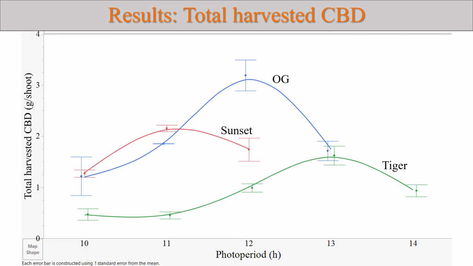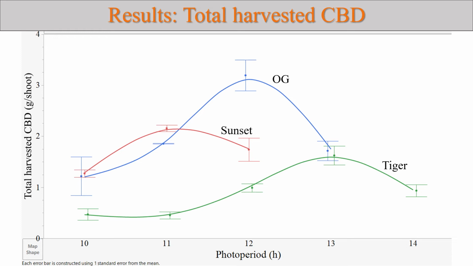Finally, if we want to look at total harvested CBD, which is the interaction of flower dry weight times the CBD percentage, that's what this figure looks like here. And so again, what we have on our x-axis is the photoperiod going from 10 to 14 hours, total harvested CBD in grams per shoot on our y-axis, and there are 3 cultivars here. And so this figure gives us a pretty similar idea as the last figure, being that there is one photoperiod that is really optimal for total harvested CBD.